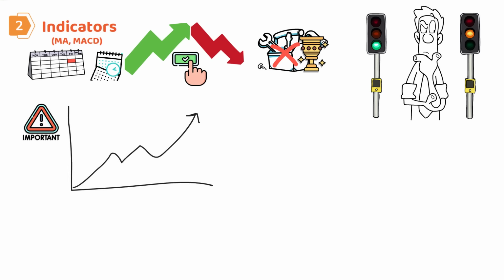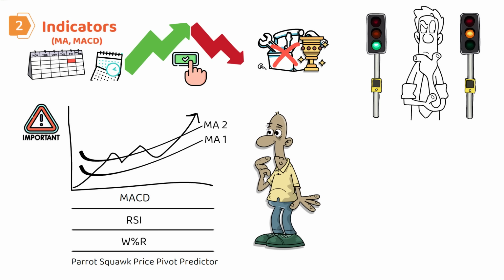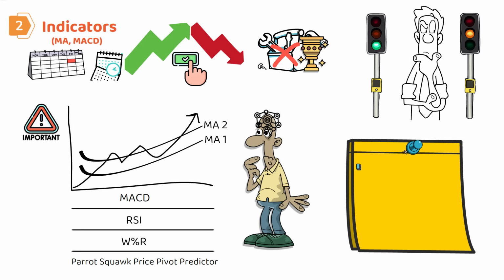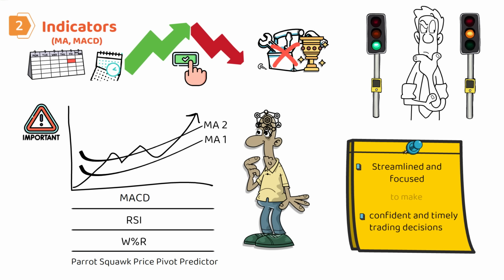It's also important to avoid overloading your analysis with too many indicators. Using too many can lead to confusion and make decision-making unnecessarily complex. The goal is to keep your approach streamlined and focused, allowing you to make confident and timely trading decisions.